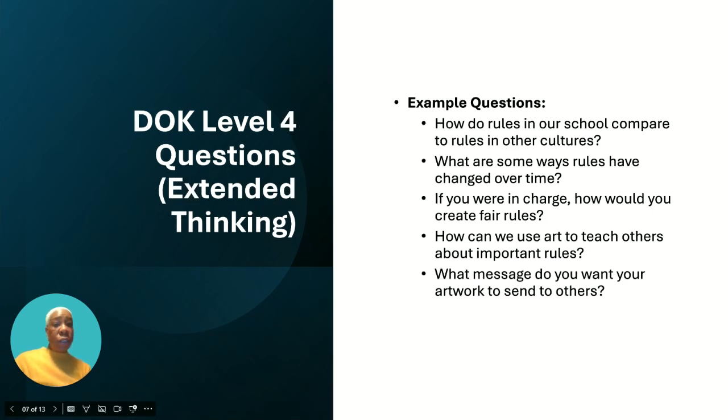And the last level is level 4, questions. So again, we're continually, as educators, extending the thinking of our students. And we're now going to the global. How do rules in our school compare to rules in other cultures?